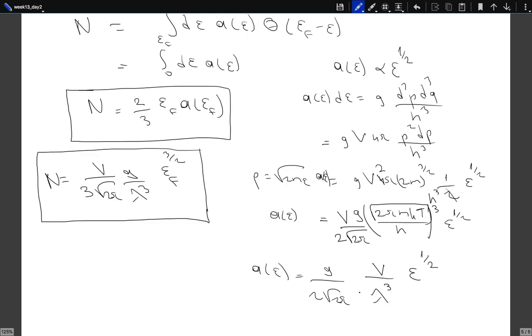Can you see the mistake? A epsilon should have the unit 1 over epsilon, 1 over the energy. Now if you look at over here, V over lambda cube is unitless. A epsilon does not have the correct unit.